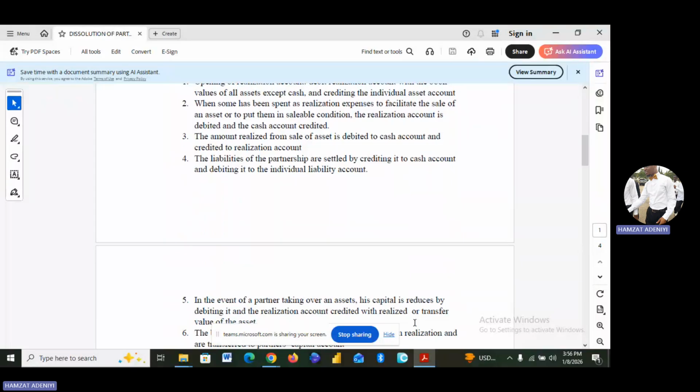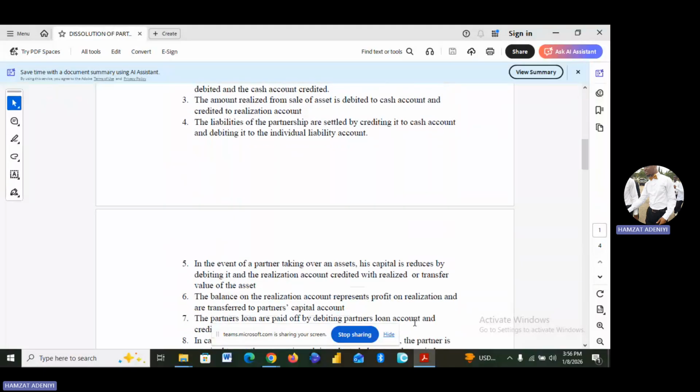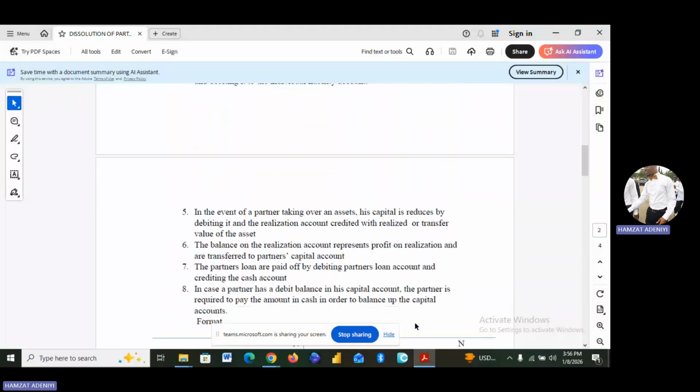Then number 5, in the event of a partner taking over an asset, his capital is reduced by debiting it, and the realization account is credited with the realized or transfer value of the asset. The balance on the realization account represents profit on realization. Definitely, the essence of having a realization account is to know whether there is a profit on realization or a loss on realization. How will this occur?